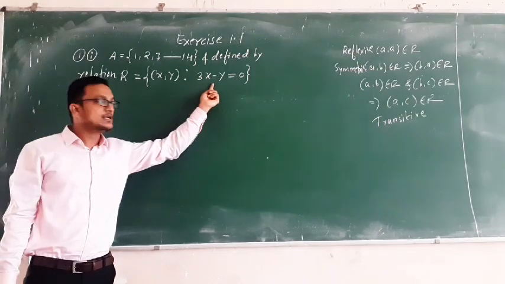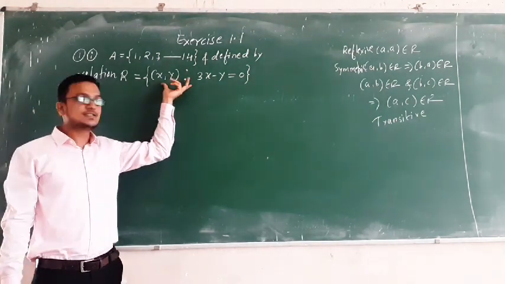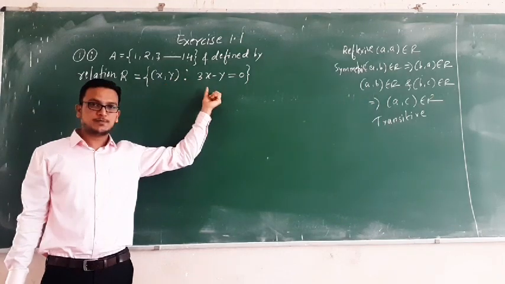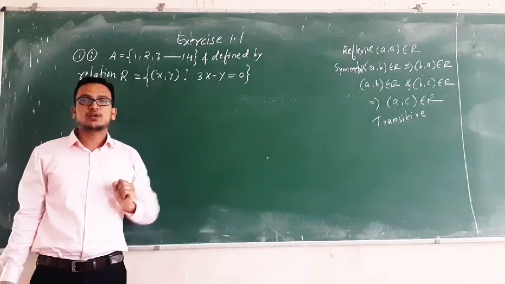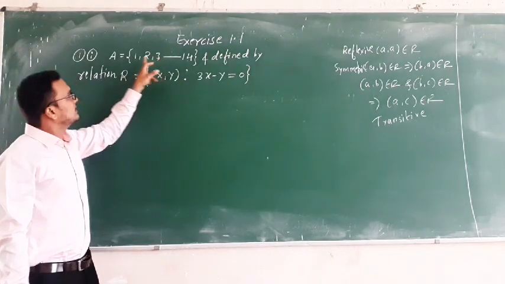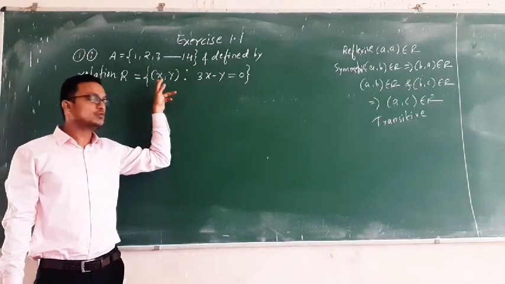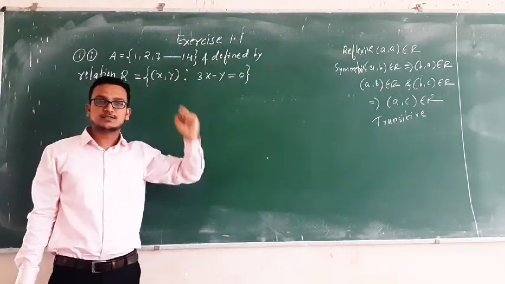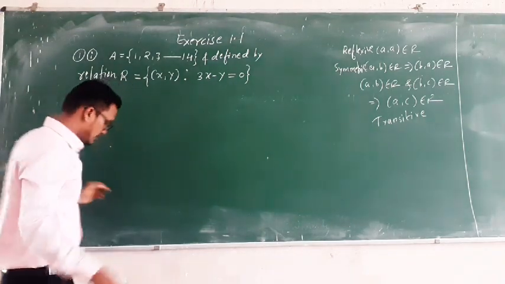Now it is in set builder form. I think you know this first year concept. This form is called set builder because it is given as a statement. If I write this in the form of ordered pairs, then it is called roster form. So whenever the given set is finite, we have to write the relation in roster form. Then how to write?